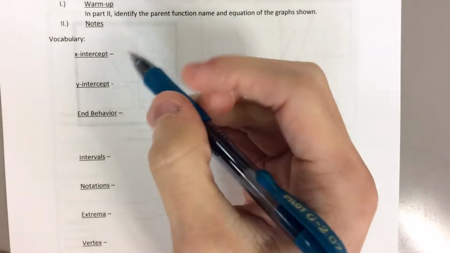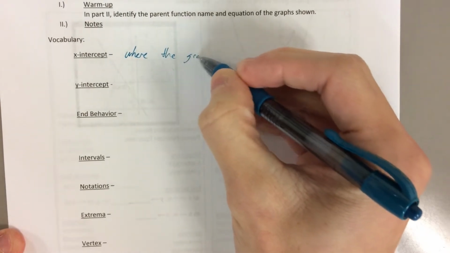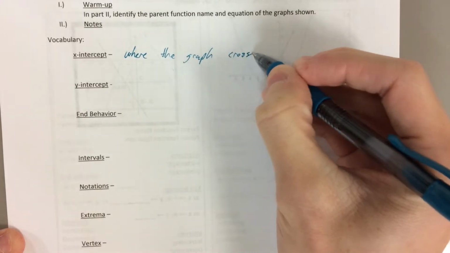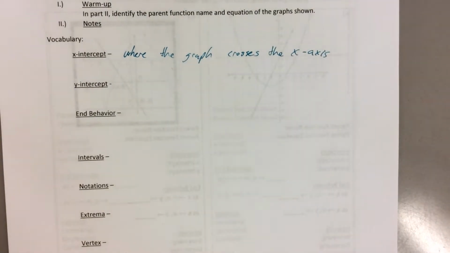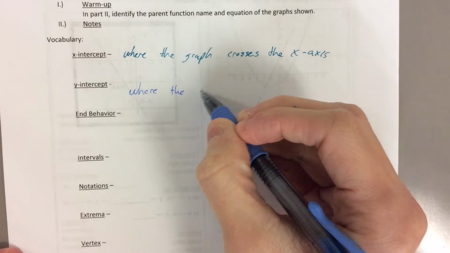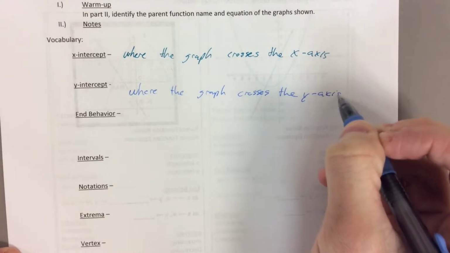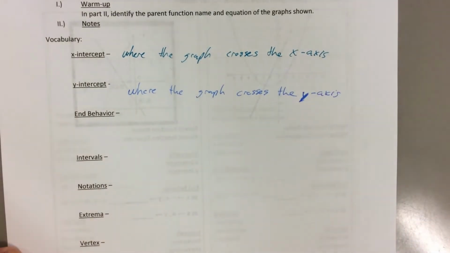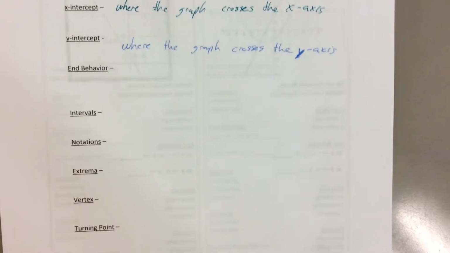So we know x-intercept is where the graph crosses the x-axis. The y-intercept, you guessed it, is where the graph crosses the y-axis. All right, so those aren't too bad. Those are honestly the easiest to remember, so we should definitely know those.